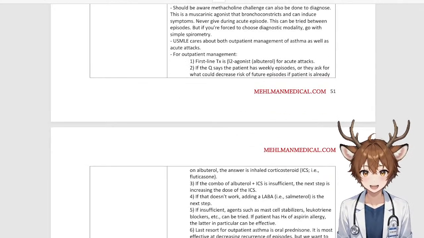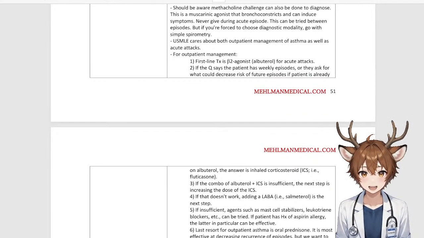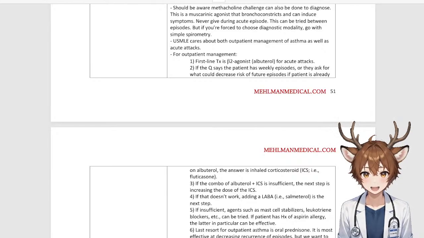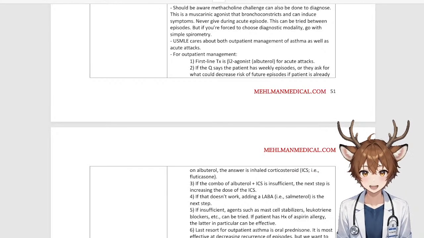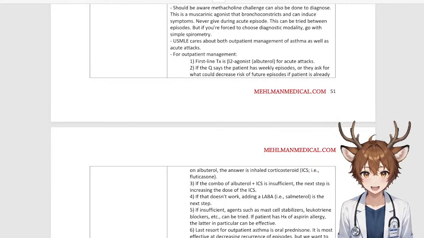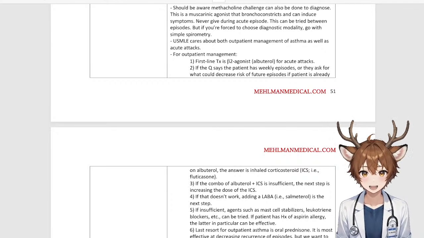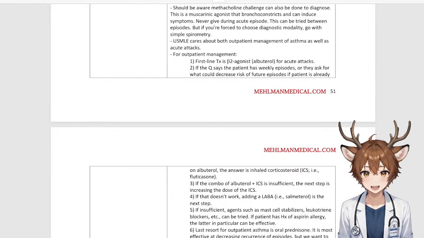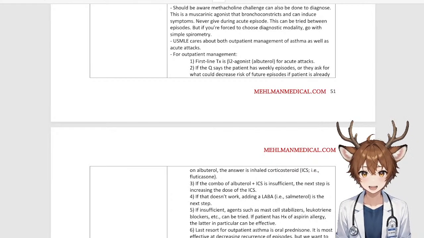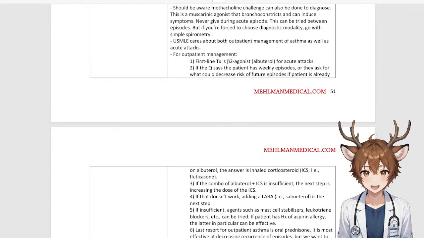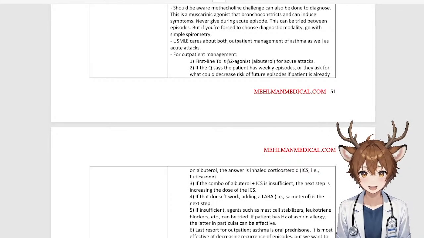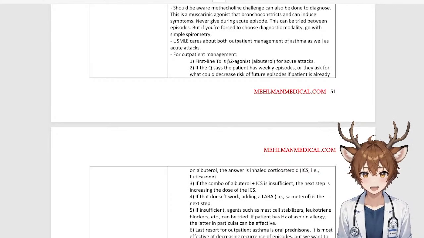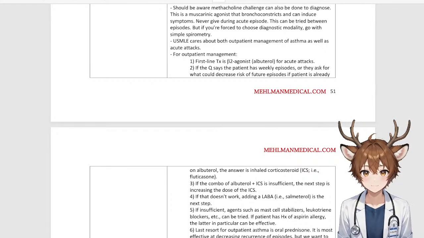USMLE cares about both outpatient management of asthma as well as the acute attacks. For outpatient management, consider these. First-line treatment is beta-2 agonist, albuterol. If the question says that the patient has weekly episodes, or asks what could be used to decrease future episodes if the patient is already on albuterol, the answer is inhaled corticosteroid, ICS, for example, fluticasone.